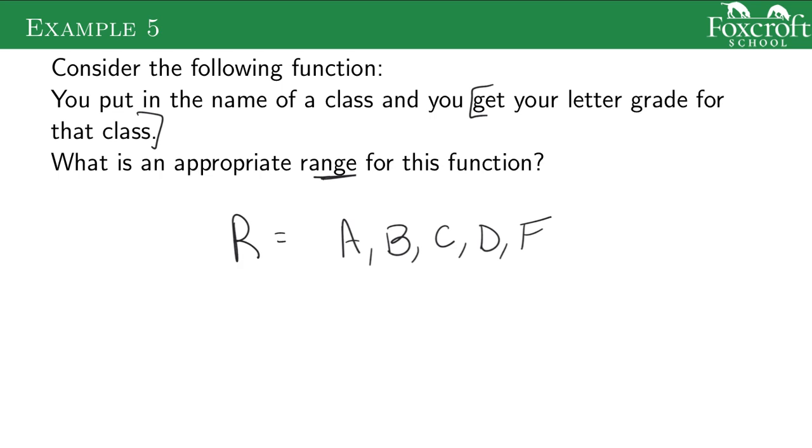Hopefully for you specifically, you're only getting A's and B's if you put in the name of a class. But again, all of these 5 are actually possible. So if you just put A, B, then it's good. It means you're only getting A's and B's. But generally for this function, it makes sense to get out A through F.